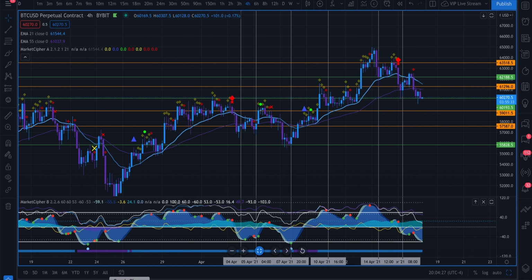And I see a lot of people with paralysis by analysis. They have all these different things to look at and they're like, I don't know if we're going up, I don't know if we're going down, and they end up getting wrecked. So I want to walk you guys through my strategy step by step that you can use to trade Bitcoin on ByBit or any other exchange you want.